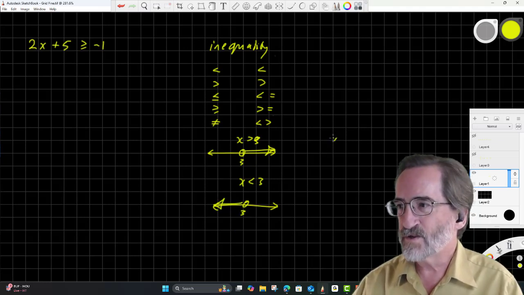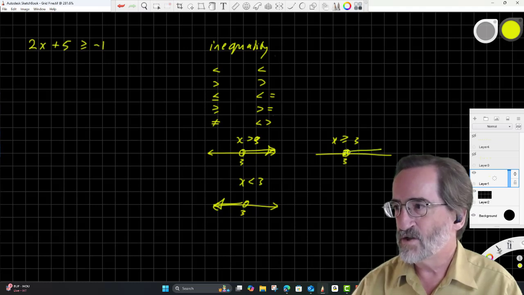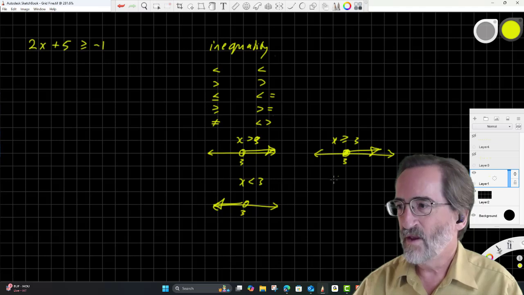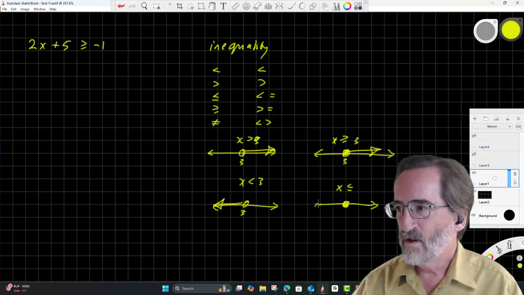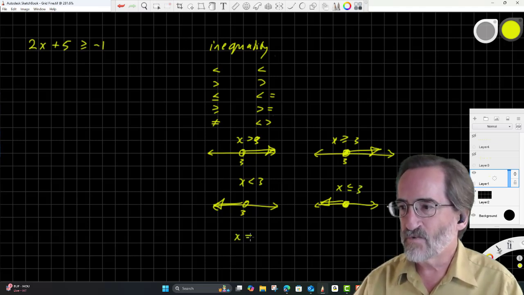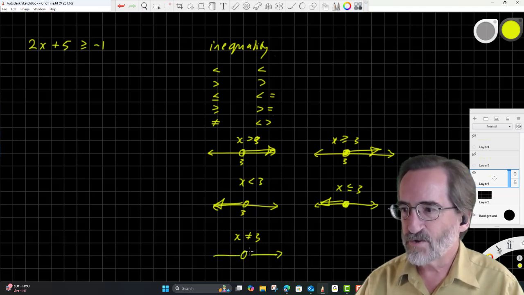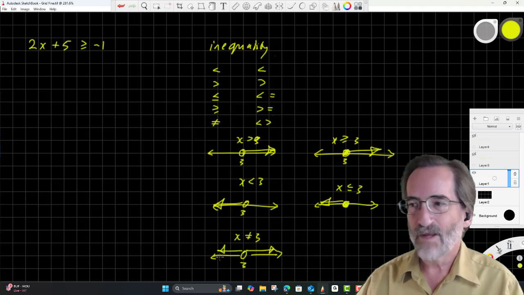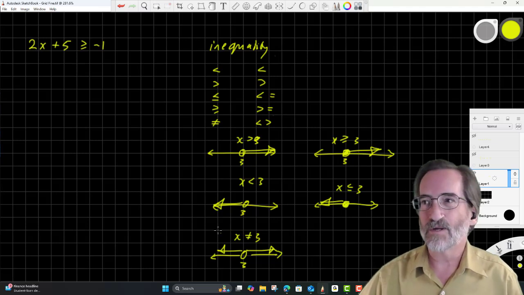And greater than or equal to 3, I would circle the 3, fill it in, and shade to the right. And less than or equal to 3, I would fill in the circle at 3 and shade to the left. Less is left. And if it's x is not equal to 3, I would circle the 3 and shade both to the right and to the left, but I would circle the 3. Okay, so that's graphing inequalities.